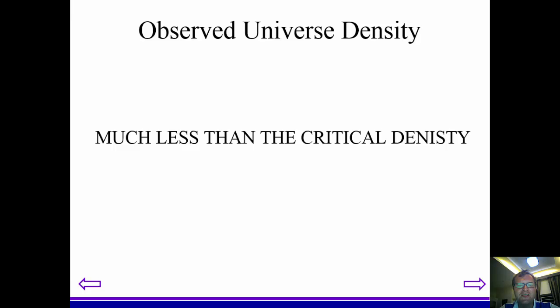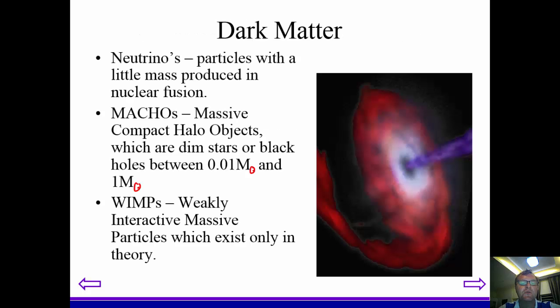What they've done is they suggested that there's some dark matter, some matter which we can't observe, which should be incorporated. This could include three potentials: neutrinos, so these are particles of little mass produced in nuclear fusion, and there's lots of them out there. They don't really interact with something, so they could add to the mass. We have these things called MACHOs, which are massive compact halo objects, and these are dim stars or black holes which are found in the halo of a galaxy, and they might have a mass between 0.01 mass of our sun and 1 mass of our sun. And also we have weakly interacting massive particles, which actually only exist in theory. So these are the ideas for dark matter.